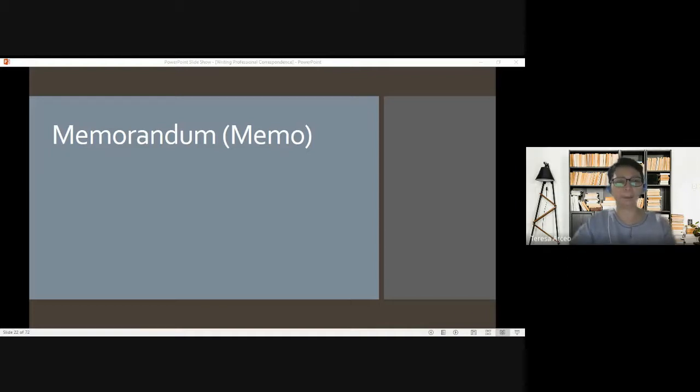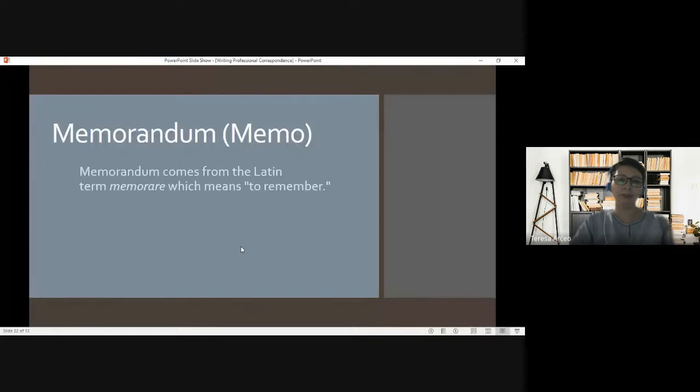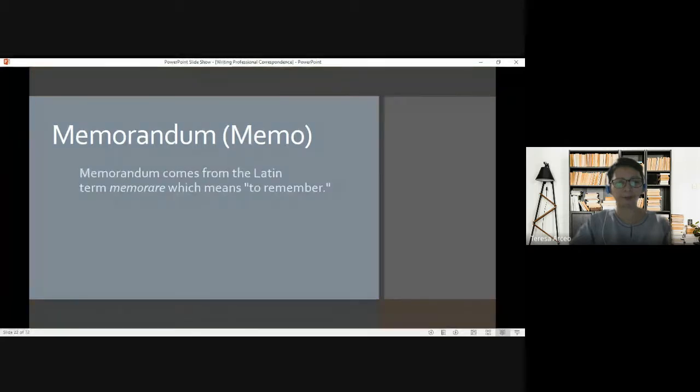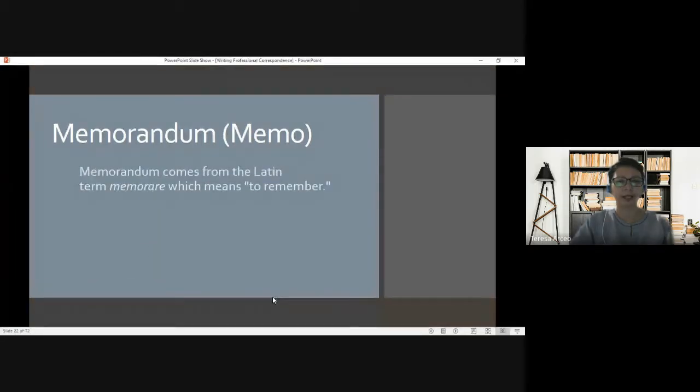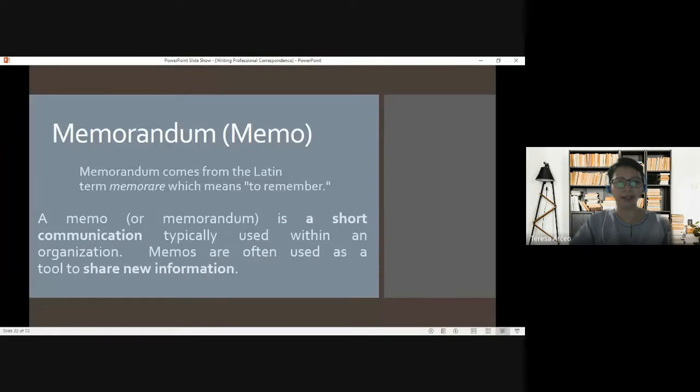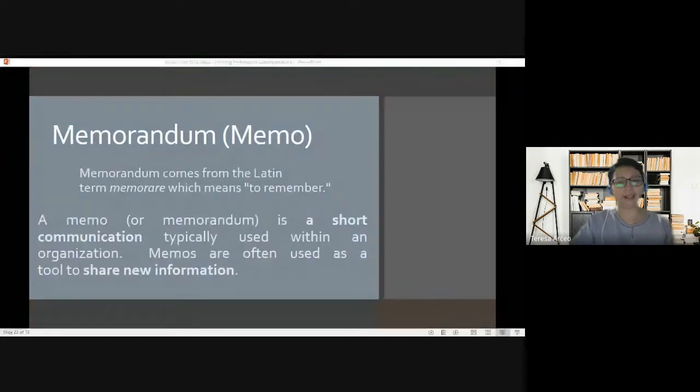Let us now talk about memorandum or memo. A memorandum or memo for short is one of the most useful and common interoffice correspondence between employees or related offices. Memorandum comes from the Latin term memorare, which means to remember. A memo or memorandum is a short communication typically used within an organization.